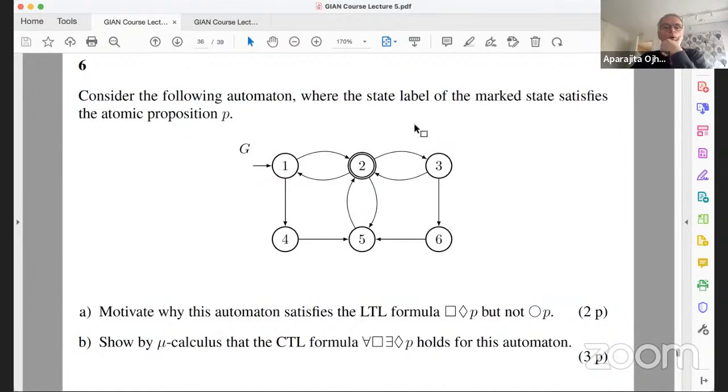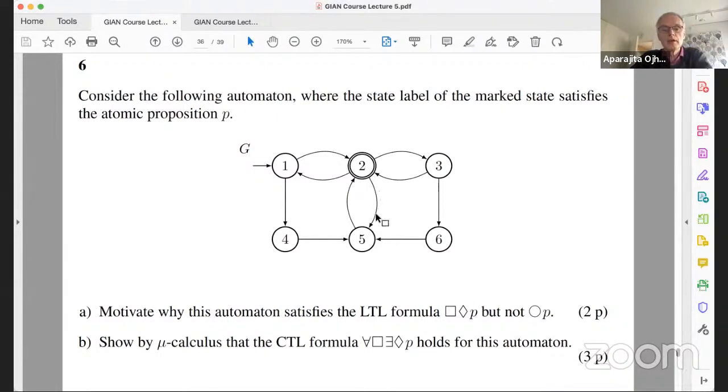Here is one task I had in my last exam. First, we should motivate why this automaton satisfies the LTL expression always eventually P, where P is the marked state. Okay, what did this mean? Always eventually P. It means that repeatedly I should come to this state.